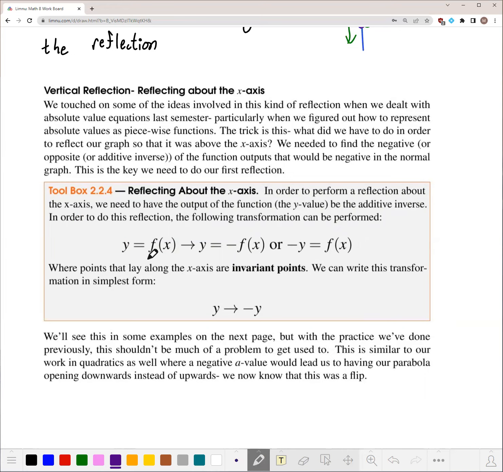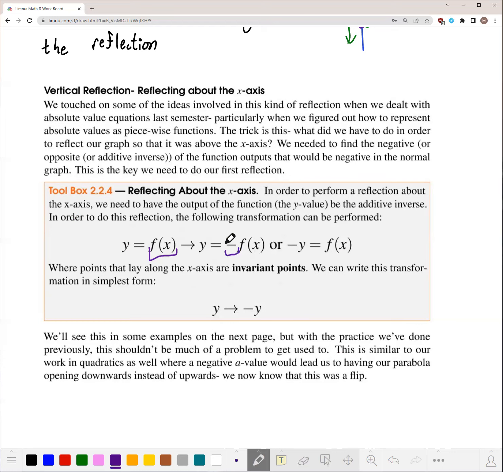All I want to do is take whatever my function is and get the opposite of it by having that negative sign in front. Another way we can do this is by putting the negative on the y, which leads us to our coordinate mapping notation of y to -y. So if I want to perform this transformation, I'm going to just replace y with -y, which will lead us to this second form, y equals -f of x.